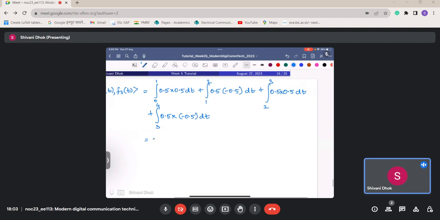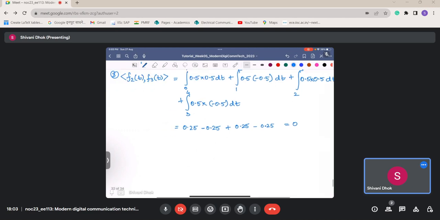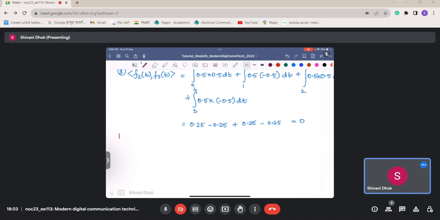Okay, so now the first integral is 0.25 into the integral 0 to 1 dt, which is 1, minus 0.25 into the integral 1 to 2 dt, again 1, plus 0.25 integral 2 to 3 dt, which is 1, minus 0.25, which is again equal to 0. Okay, so f1(t), f2(t) and f3(t) are orthogonal.